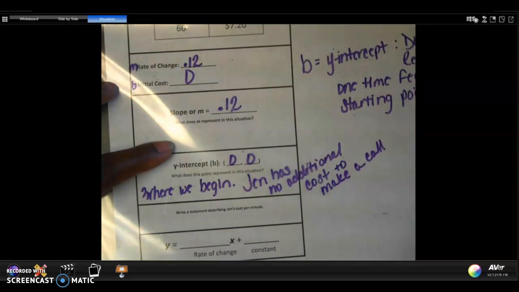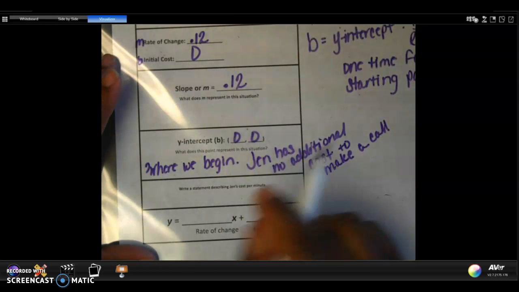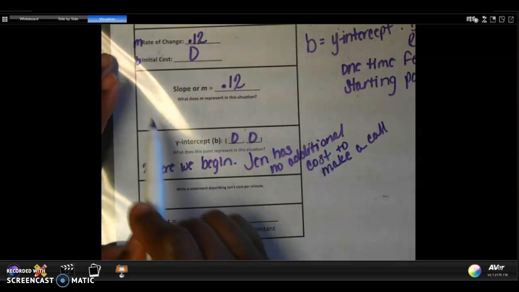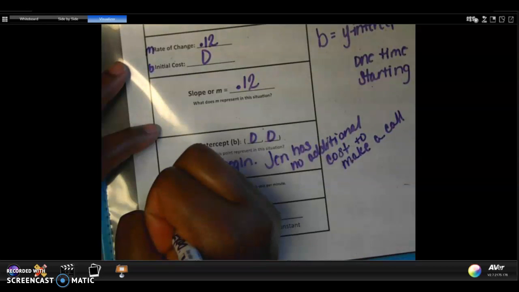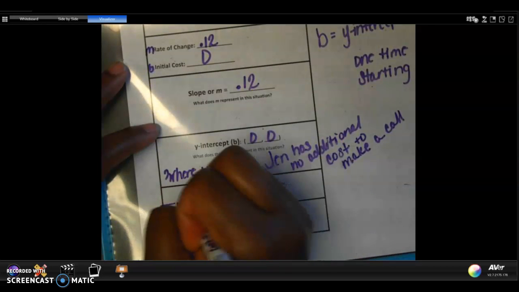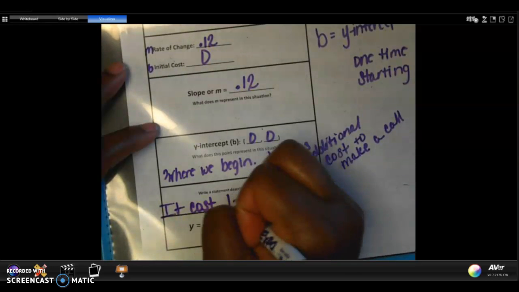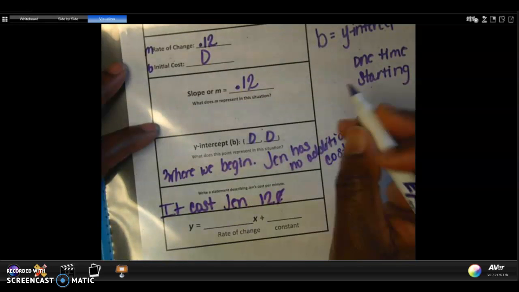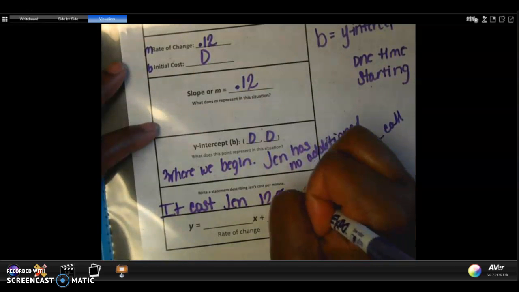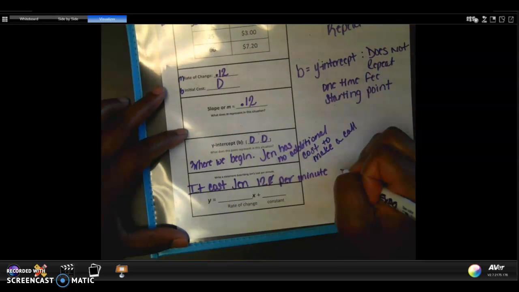Okay. So then it says here, write a statement describing Jen's cost per minute. So we're going to write a statement that describes our slope. So it costs Jen 12 cents per minute to make a long distance call.